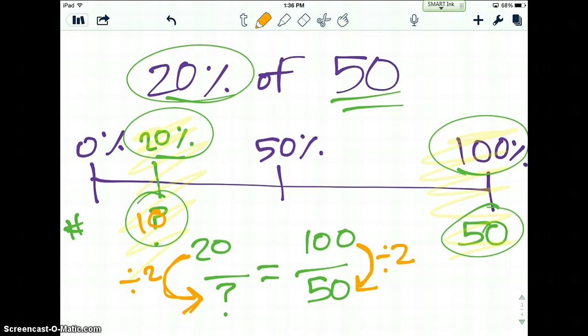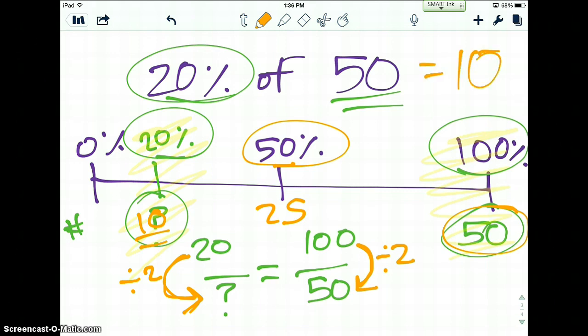And again, does it seem reasonable? We'll go halfway. Half of 50 is 25. Would 10 seem reasonable on our picture? It sure would. So we have there 2 examples, one spicy, one mild.